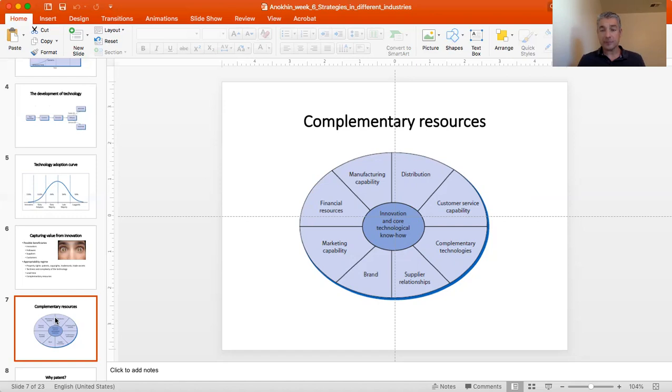So what kind of complementary resources are we talking about here? Things like distribution network, manufacturing capability, customer service capability, complementary technologies, supplier relationships, brand, marketing capability, financial resources. You don't have to own all of that. And depending on the industry appropriability regime, you may actually choose to not develop any of those.